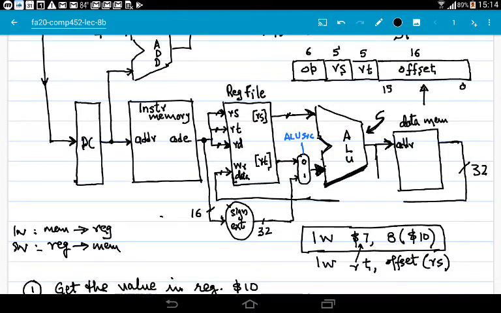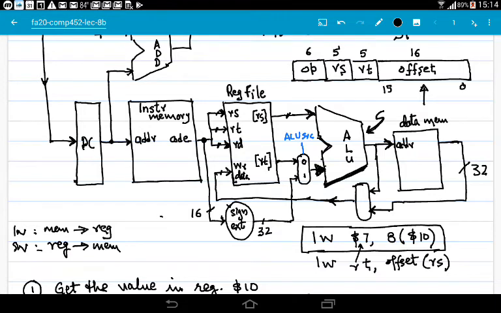So let's say that this is our multiplexer. This multiplexer has two inputs. One input is coming directly from the ALU, and the second input is coming from the output of data memory, and then one of these values will go to the write data input of the register file.